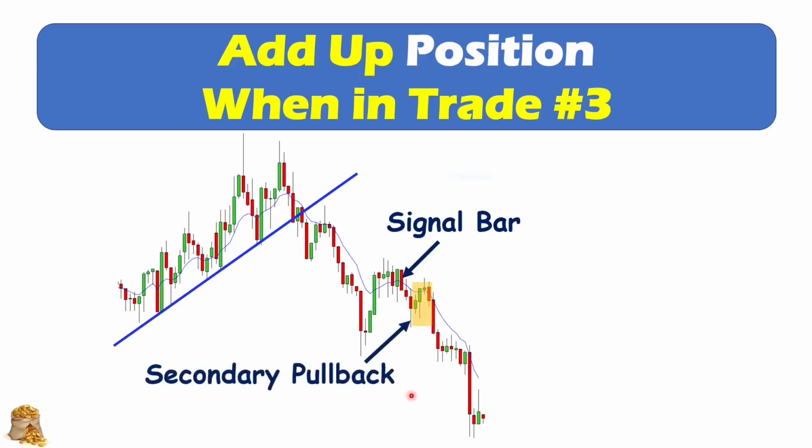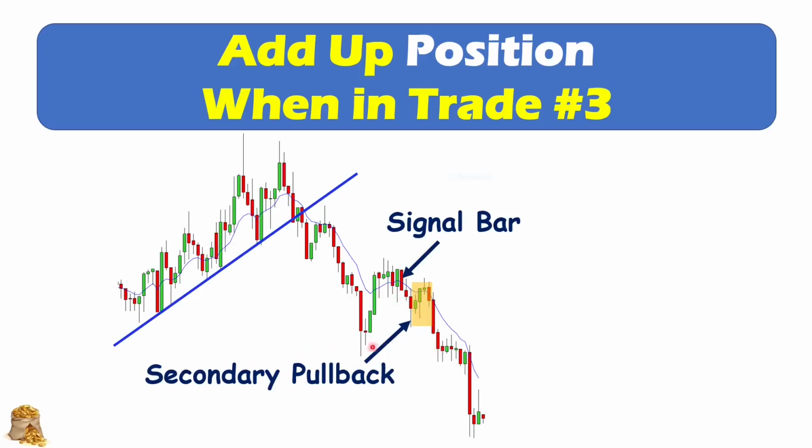After you enter, the market doesn't go down immediately. Instead, it pulls back with a secondary pullback here. This secondary pullback is weaker than the major pullback because the high of the secondary pullback is lower than the major pullback here. What you can do is wait for another good signal bar and then add to your position to have more profit when the market goes down.